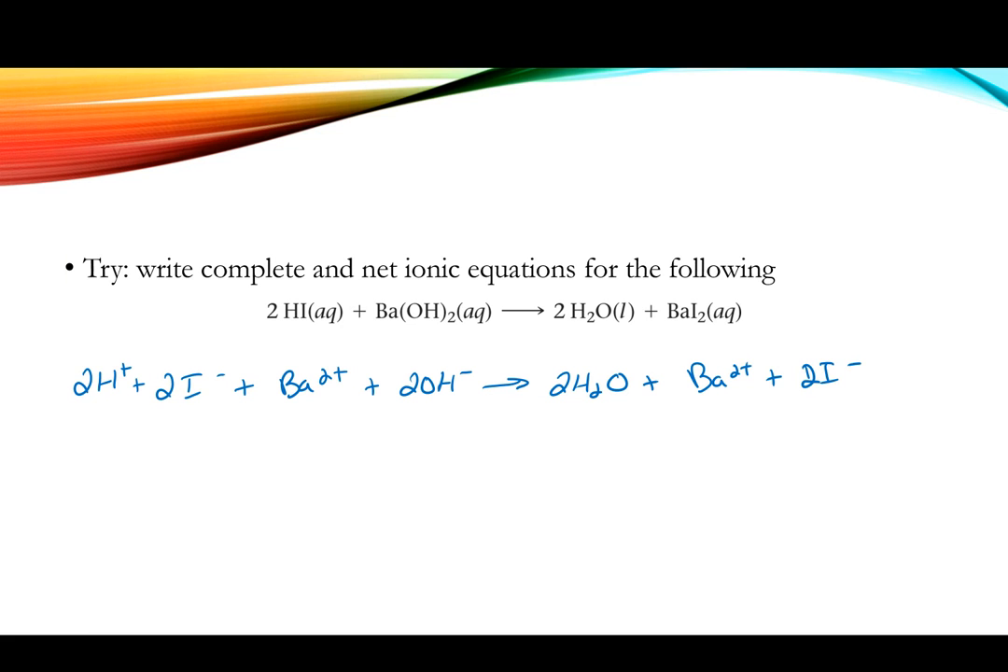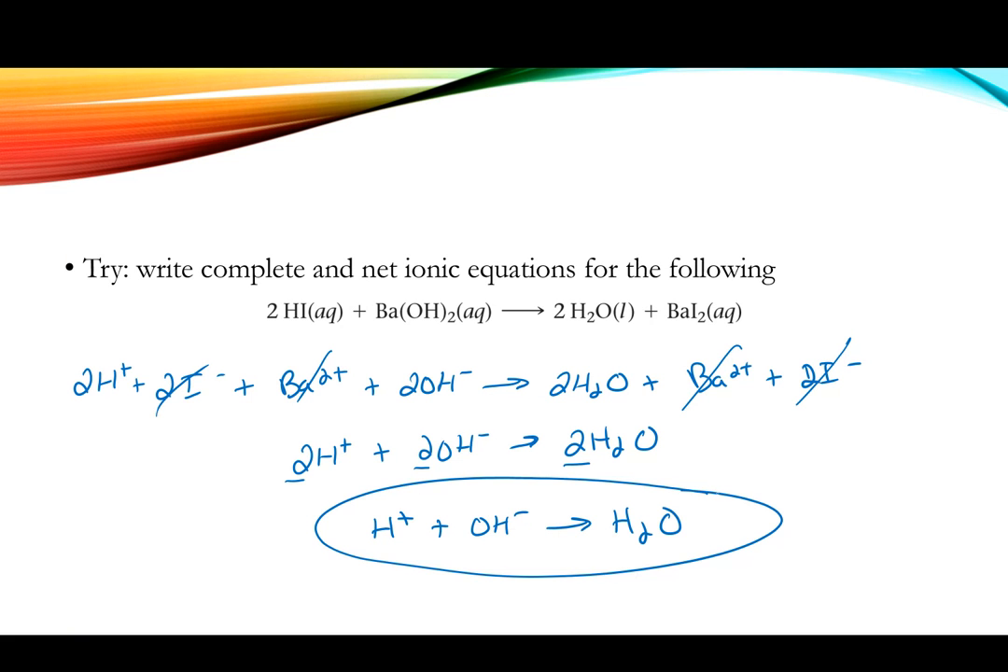Looking at this, my spectators are going to be the iodide and the barium. And I'd be left with 2 hydrogen plus 2 hydroxide, yielding 2 water. Now, notice we got coefficients of 2 in front of everything, and we know that in a balanced reaction, it always has to be in the lowest ratio. So my actual net ionic equation is just hydrogen plus hydroxide yielding water.